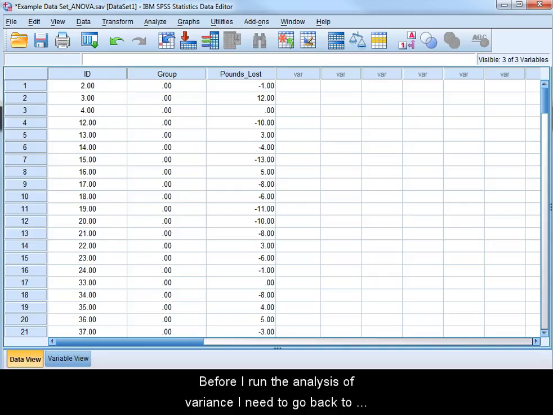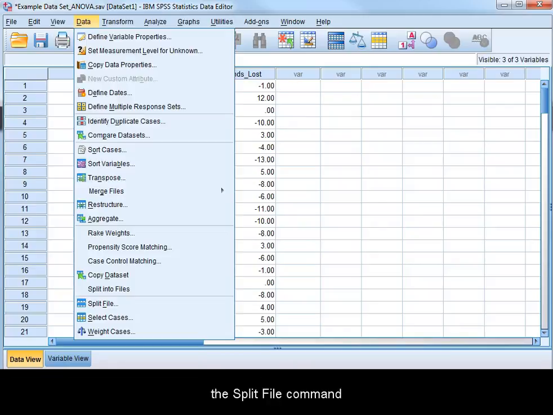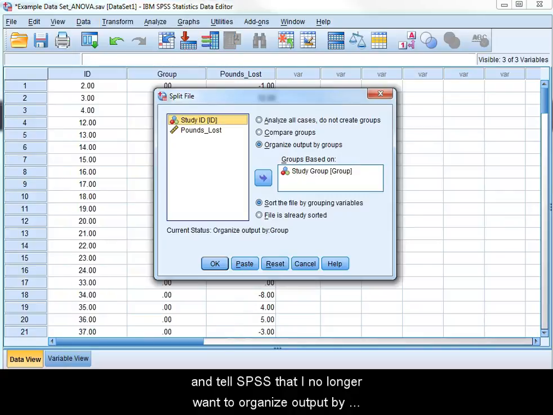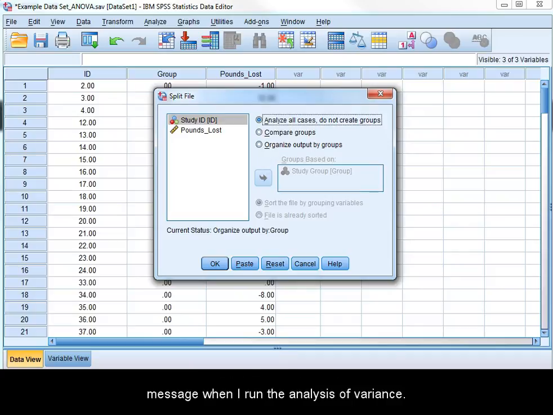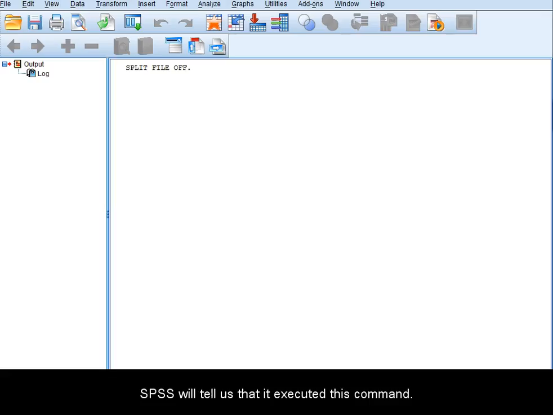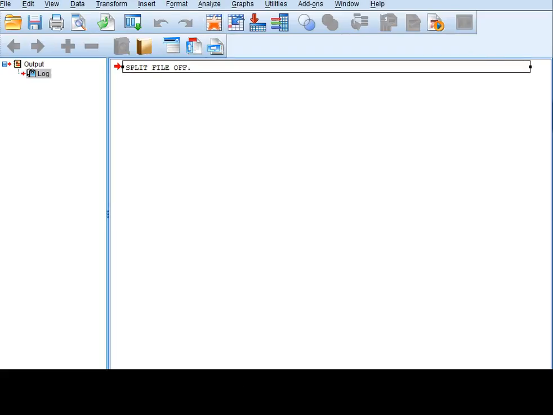Before I run the analysis of variance, I need to go back to the split file command and tell SPSS that I no longer want to organize output by groups. Instead, I want to analyze all cases. If I don't unsplit the file in this way, I'll get an error message when I run the analysis of variance. SPSS will tell us that it executed this command.